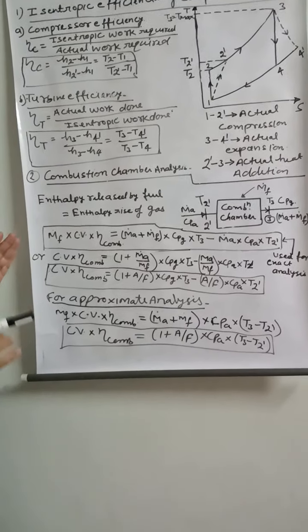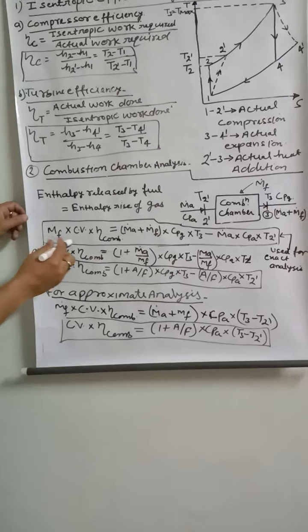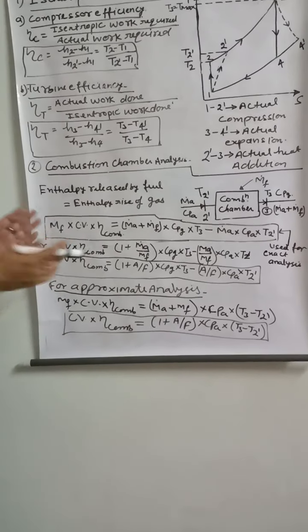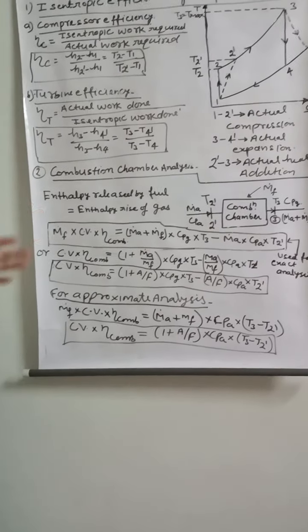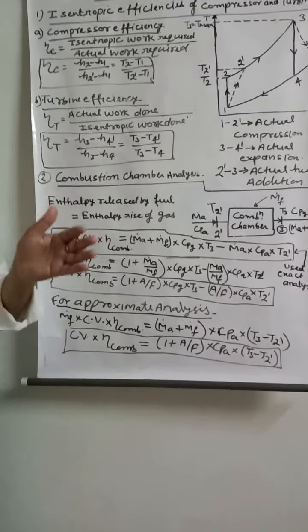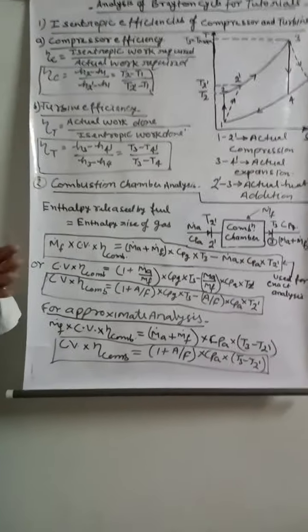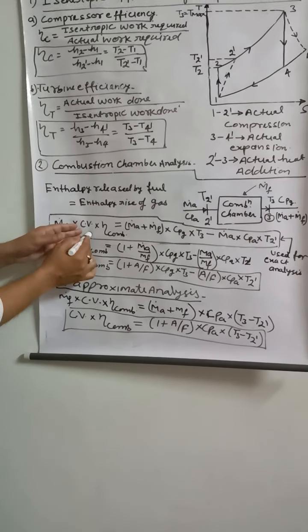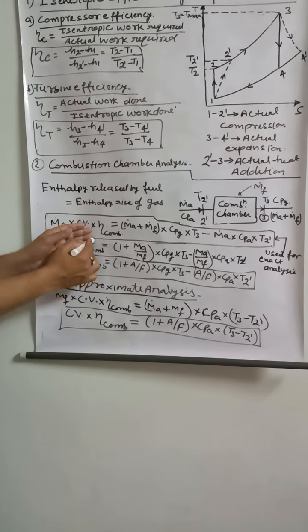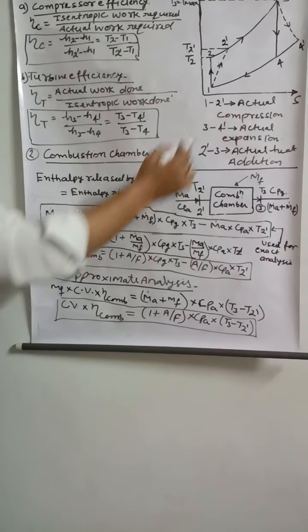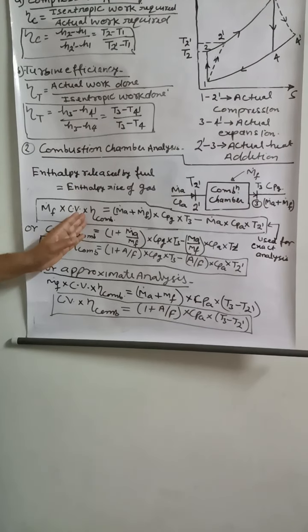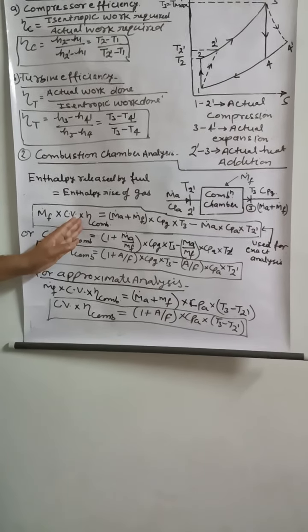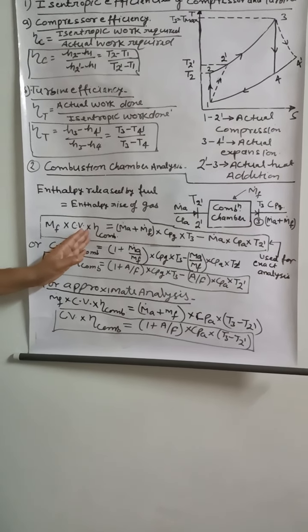So what will happen now? Suppose the heat released by the fuel is, as you know, the mass of fuel multiplied by the calorific value of the fuel. So mass of fuel into calorific value of fuel, right? And now the combustion process is not 100 percent, meaning there will be some losses also.